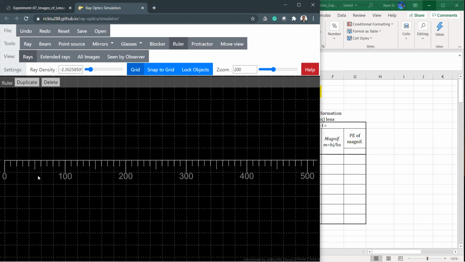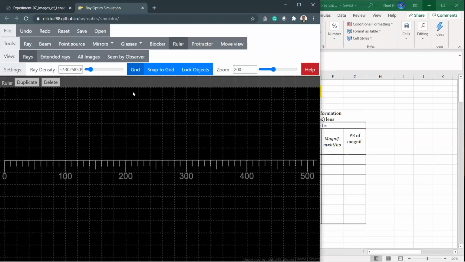Technically we can consider this 100 as 100 millimeters. In that case, the least count for this meter ruler is going to be about 1 centimeter, which means I can estimate all the way down to the 0.5 centimeter level. All right, now let's start making the lens.